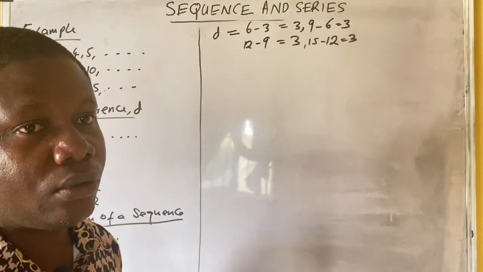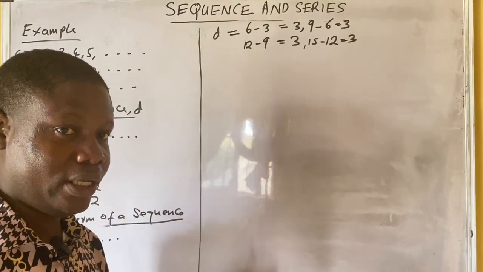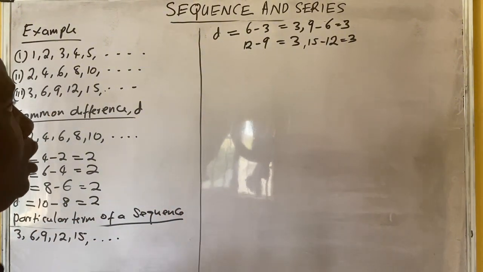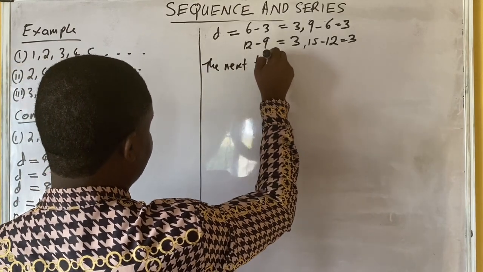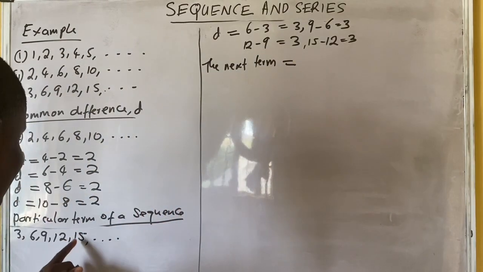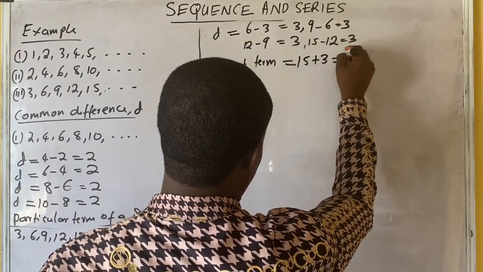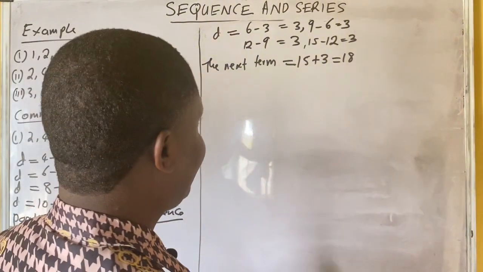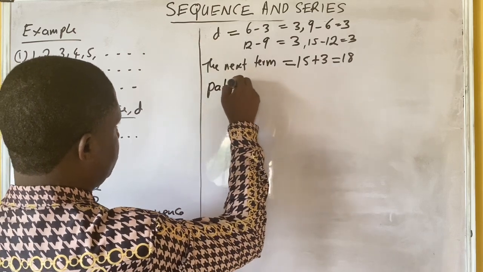So here you can see that the common difference is 3. Once you have found the common difference, the next thing for you to do, to find the next term of the sequence, is to add the common difference to the last term of the sequence, okay? So here, the next term of the sequence will be equal to the last term, which is 15, plus the common difference, which is 3, and this will give us 18. That means that after 15, we are going to have 18, okay? So it goes on like that. You can also find the next term after 18. So we have the pattern of a sequence.